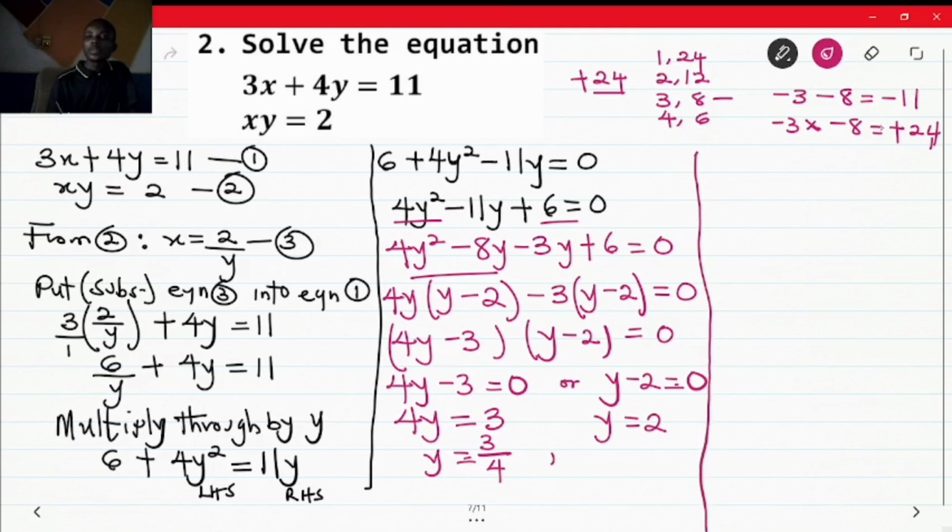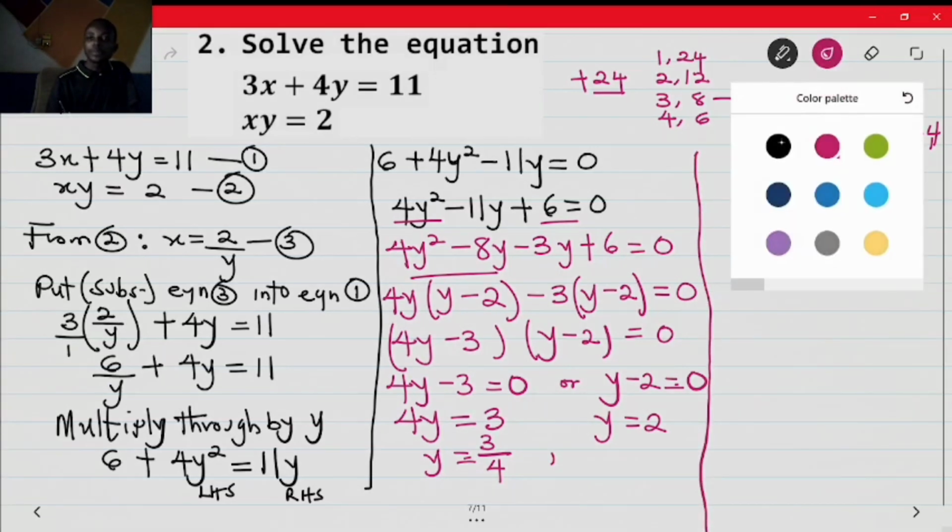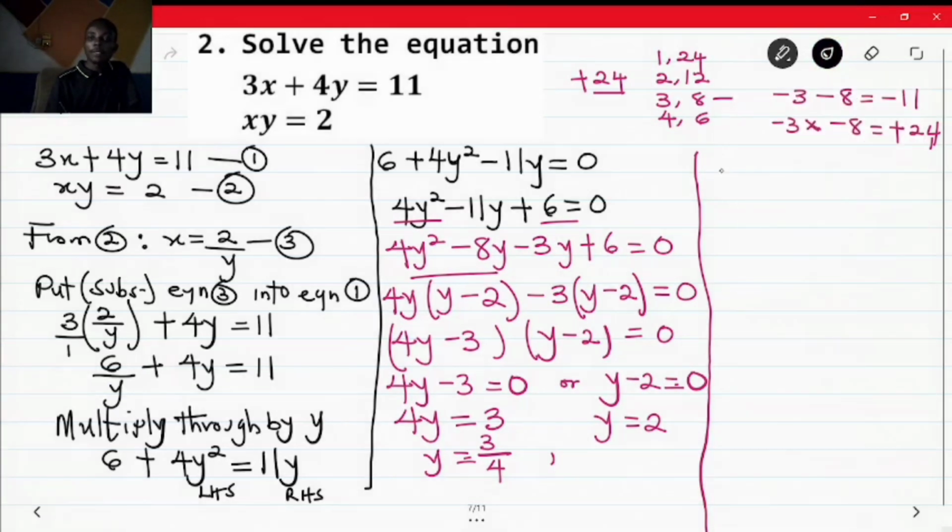So let me change my pen again. I have to get x now, I'm going to use equation 3. So equation 3 is x equals to 2 over y. Since I'm looking for x, I think it's good to use equation 3. So for the first value of y equals to 3 over 4, I'm going to put that in here.